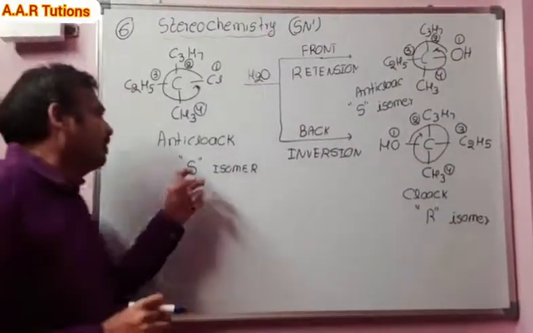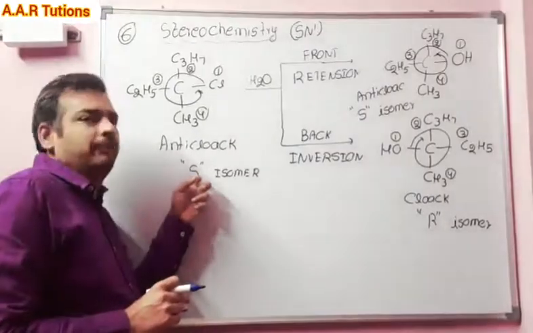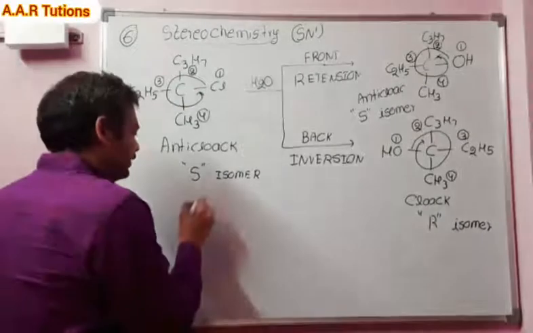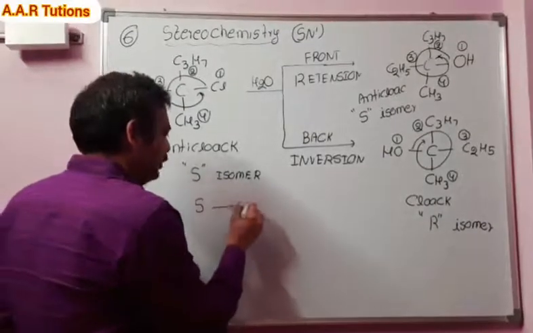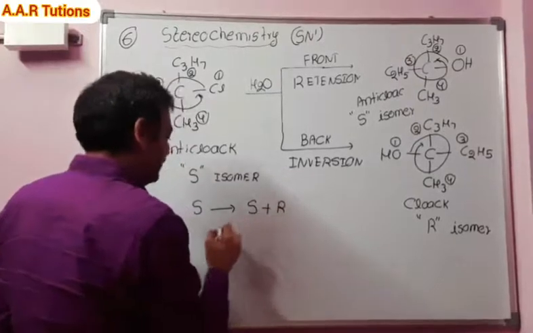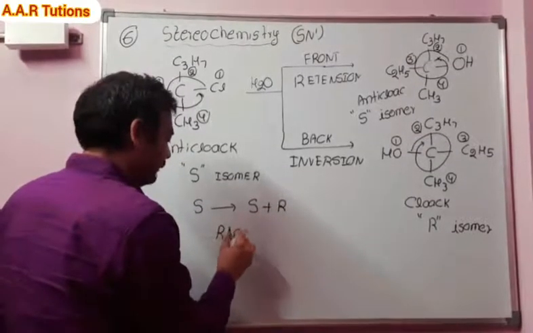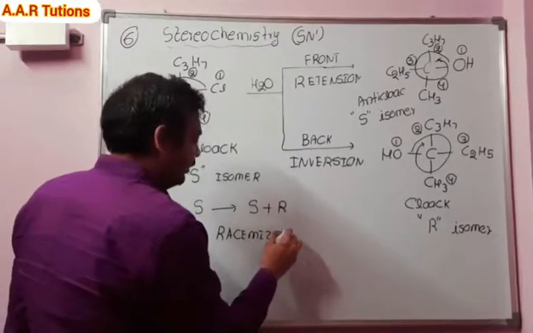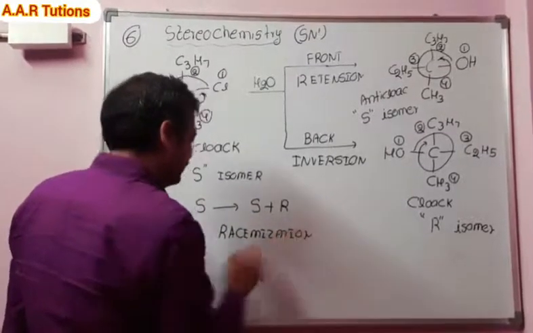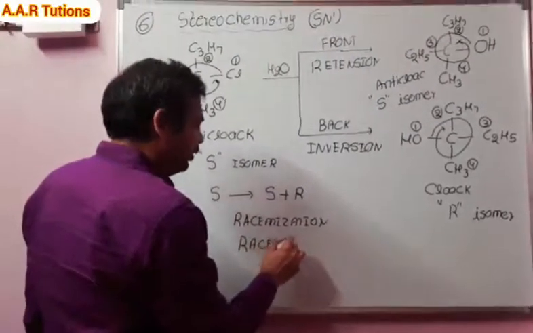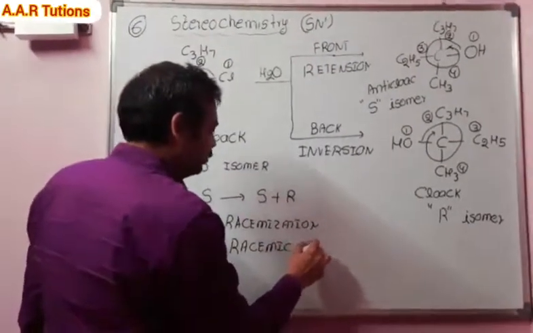Let's see. We started with the S isomer, and we got the S isomer and the R isomer. Conversion of a single isomer into a mixture of isomers is known as racemization. In racemization, a racemic mixture will form. Racemic mixture means a mixture of two isomers.